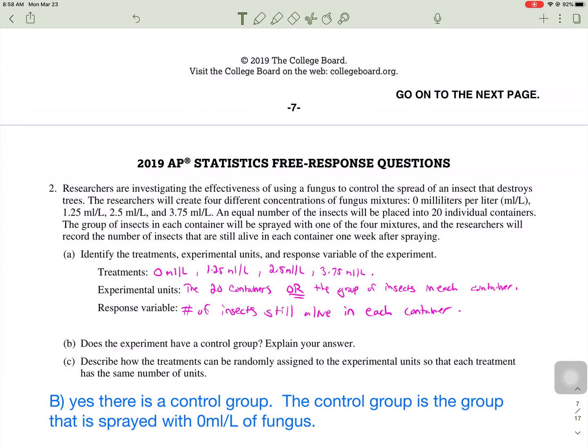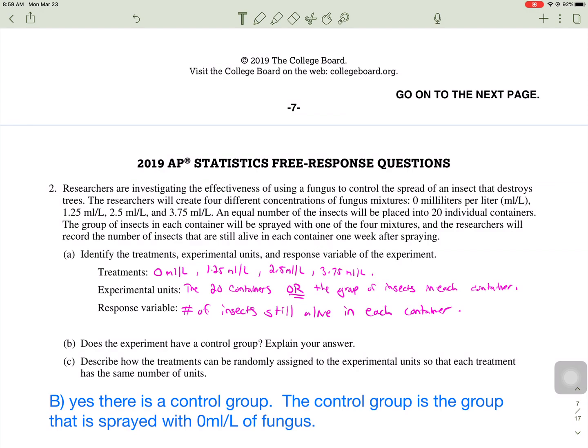And then part C: describe how the treatments can be randomly assigned to the experimental units so that each treatment has the same number of units. Now, you could have done this with pieces of paper. The way I would have explained it with pieces of paper, and be careful here too, because usually we're not thorough enough, I would say, on 20 equal sized pieces of paper, list 5 number 1s, 5 number 2s, 5 number 3s, 5 number 4s. Number 1 will apply to the treatment of 0 milliliters per liter, 2 to 1.25 milliliters per liter, 3 to 2.5 milliliters per liter, and 4 to 3.75 milliliters per liter.